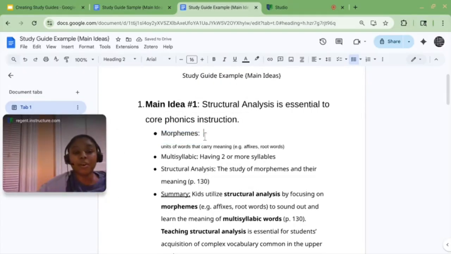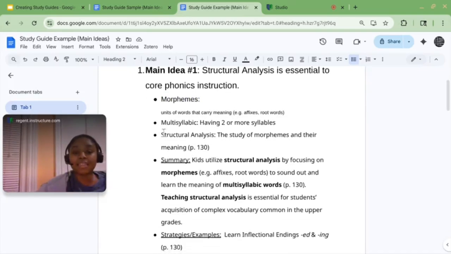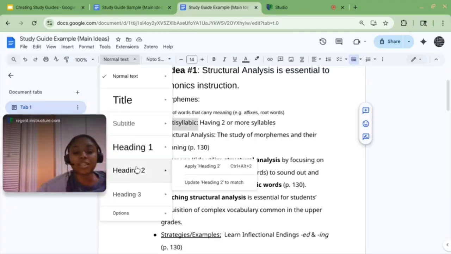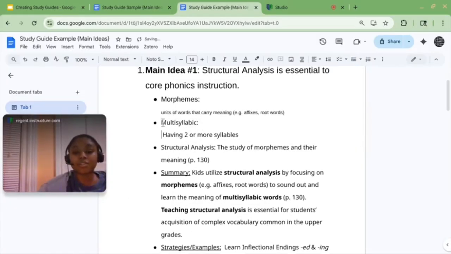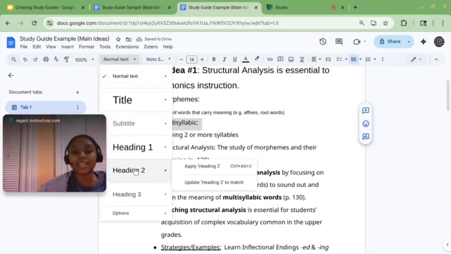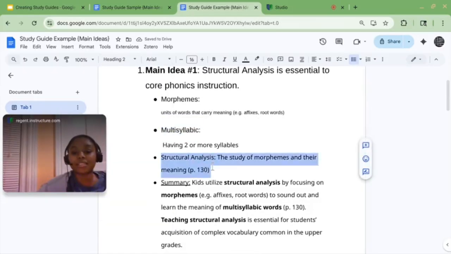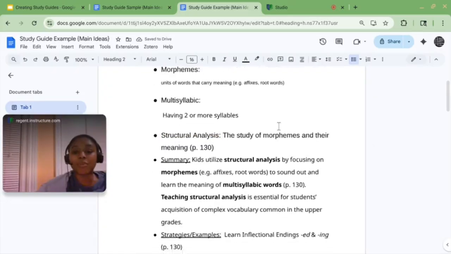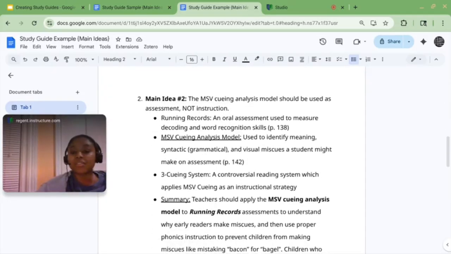So that way, only the main headings and the subheadings appear in the table of contents, and you'll see what I'm talking about by leaving structural analysis on the same line as its definition. So let's just do the same for the other key term. So this will be putting this downwards. Multisyllabic would be heading 2. Structural analysis, even if I highlight it on its own and make it heading 2, is going to make the definition heading 2. But we'll keep it like that so we can learn how to change it.